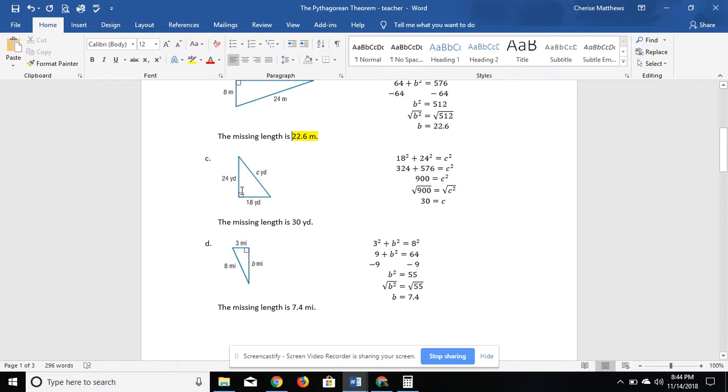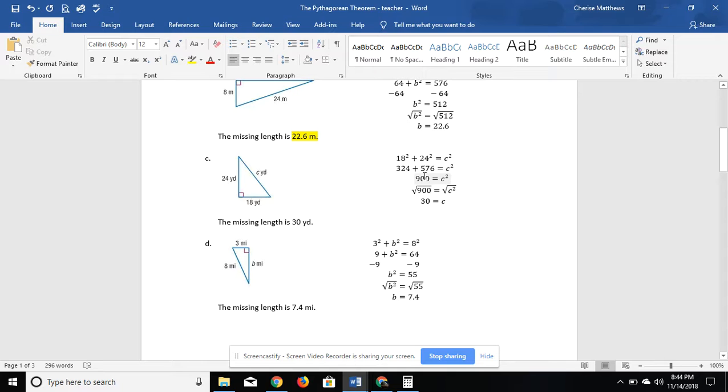If you notice with C, what's missing? That's right, the hypotenuse. Because C is your hypotenuse and your two legs are 18 and 24. I put 18 squared because we're using A squared plus B squared equals C squared. 18 squared plus 24 squared equals C squared. 18 squared is 324. 24 squared we did up on B, it is 576. Here, it clearly says add, so that's going to give us 900.